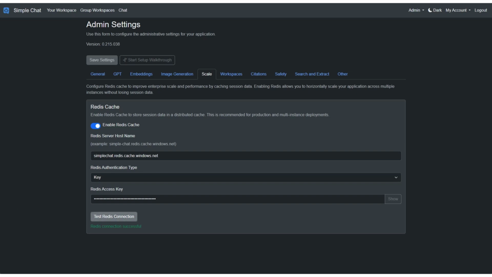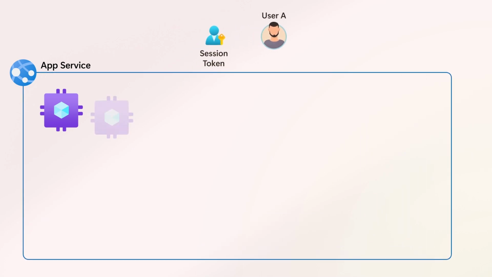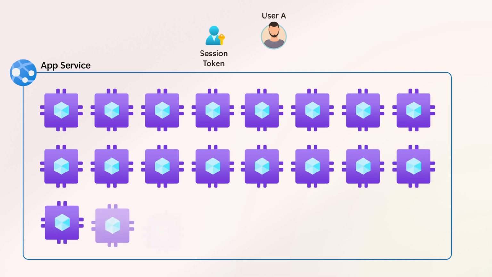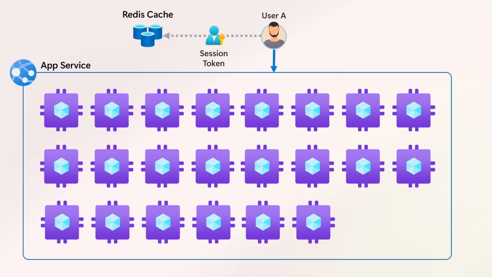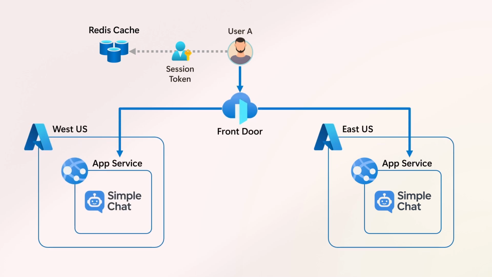Using Azure Redis Cache is strongly recommended when moving beyond a dev test setup and into a staging or production environment. Redis enables scaling the app across multiple Azure App Service instances, up to 32 if needed. It's also required if you plan to deploy multiple Simple Chat instances behind a load balancer like Azure Front Door or Application Gateway.